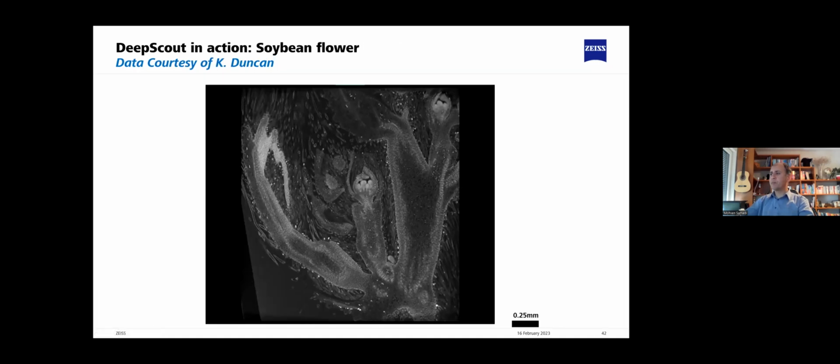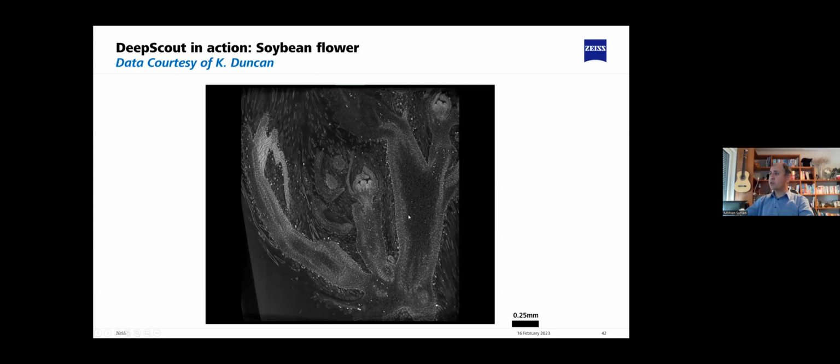Another example that can be observed here is from a soybean sample. That's the large field of view scan. And then per mouse click, you will see now the result from the Deep Scout, which is indeed extended high resolution over the whole volume using AI.